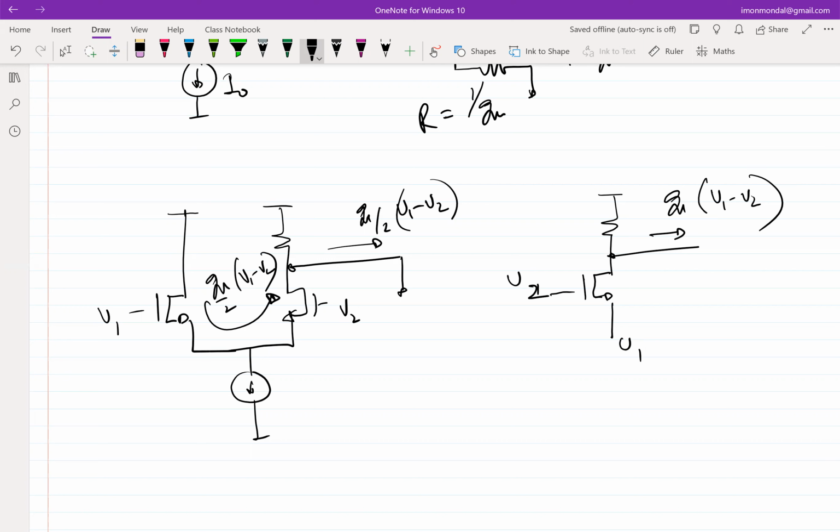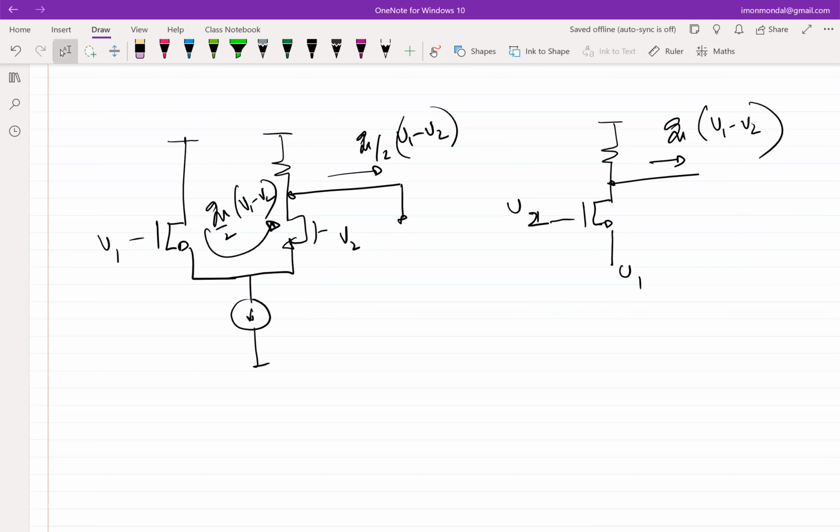There is a factor of two we are losing because there is a buffering effect at this node. But nevertheless, the equivalent transconductance of the structure on the left is equal to gm/2, if I compare it with respect to a standalone common source amplifier.